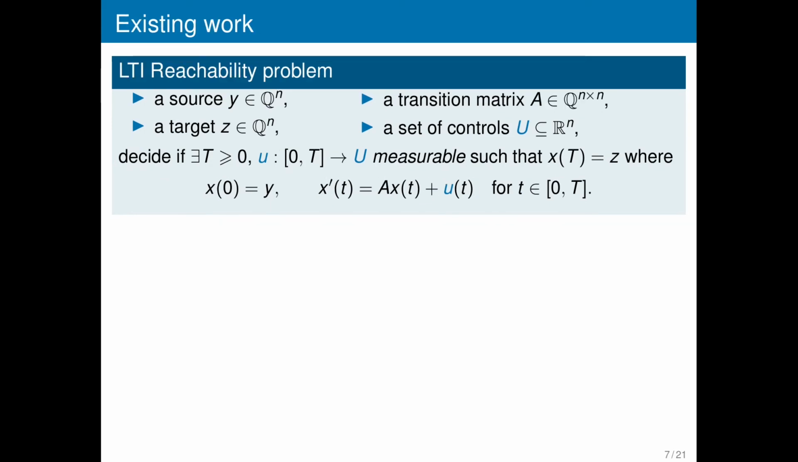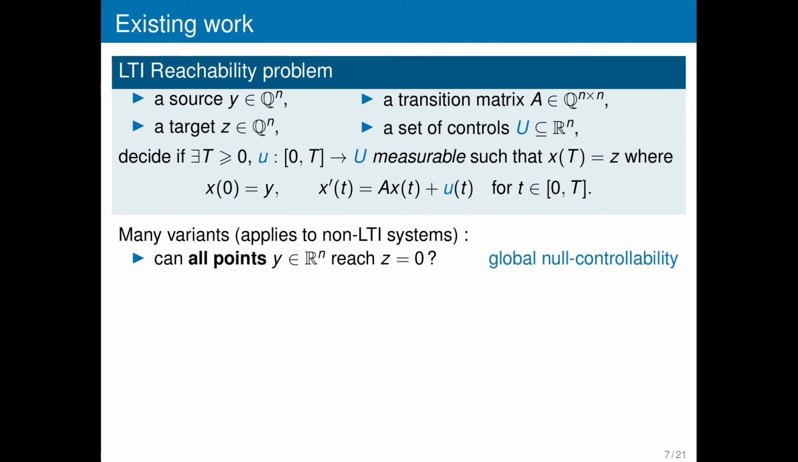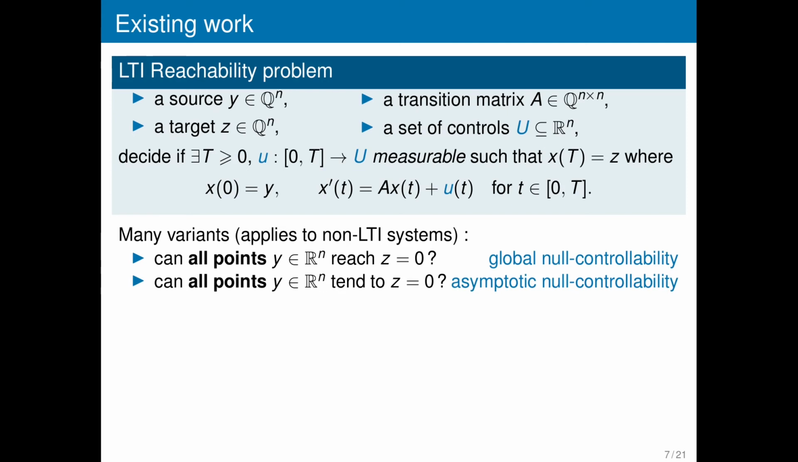Going back to the LTI reachability problem, there is a lot of work in the literature about variants of this problem, the most common one being the global null controllability problem, where the question is whether we can reach all points in Rn starting from the origin. We can also ask whether every point is reachable asymptotically, which means when time goes to infinity, but some points may not be reachable in finite time. Another question is whether we can control to all points around the origin in an open neighborhood. This is a more local version of the problem.